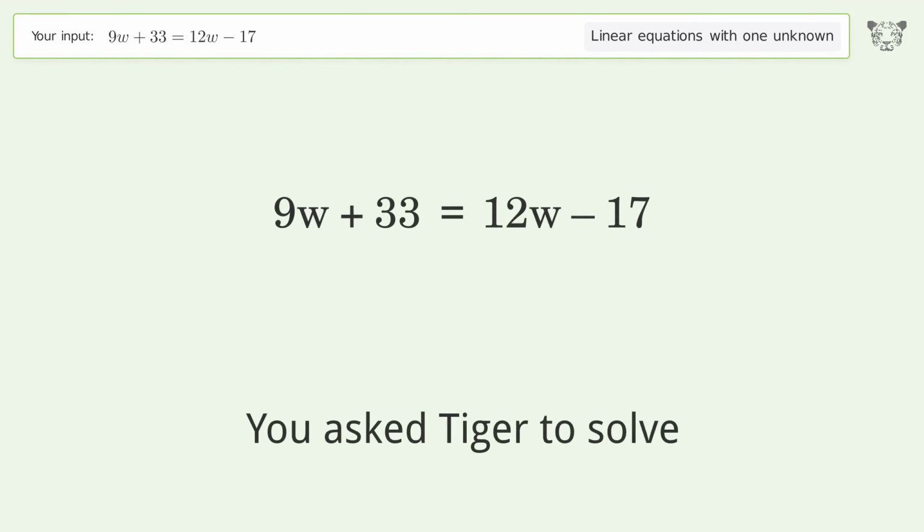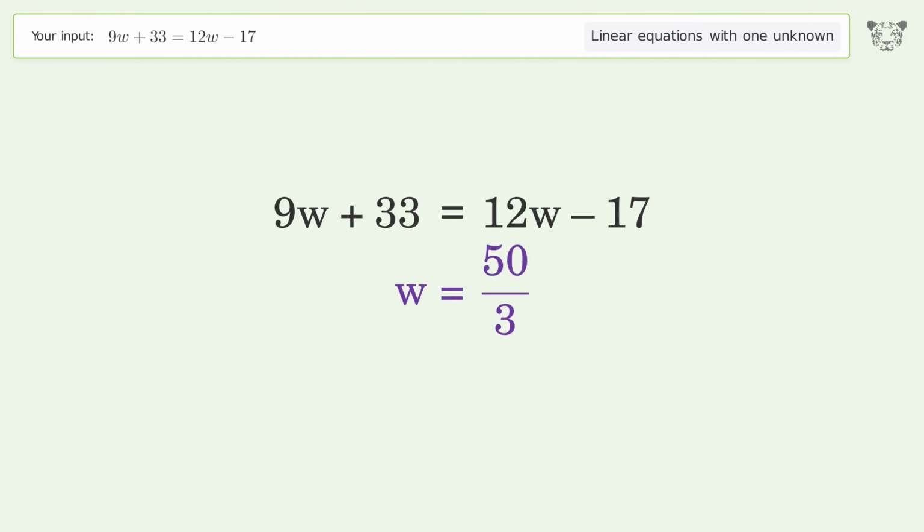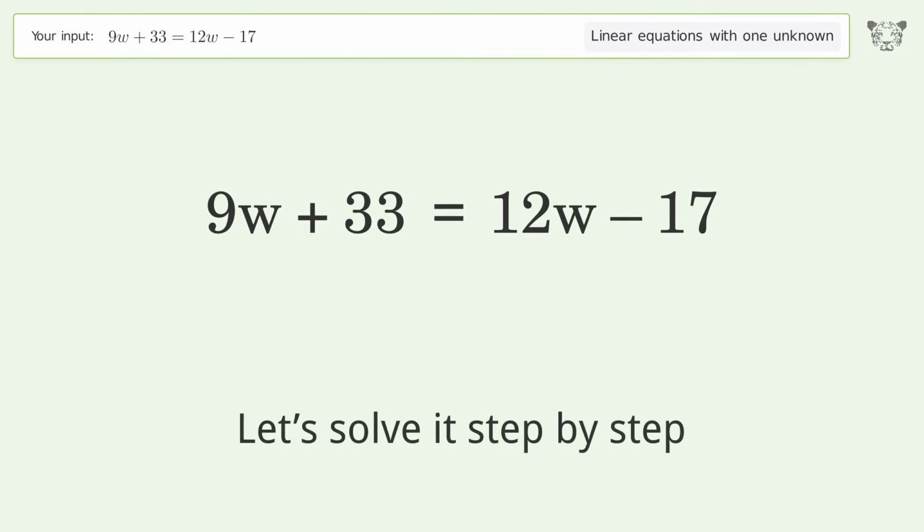You ask Tiger to solve. This deals with linear equations with one unknown. The final result is w equals 50/3. Let's solve it step by step.